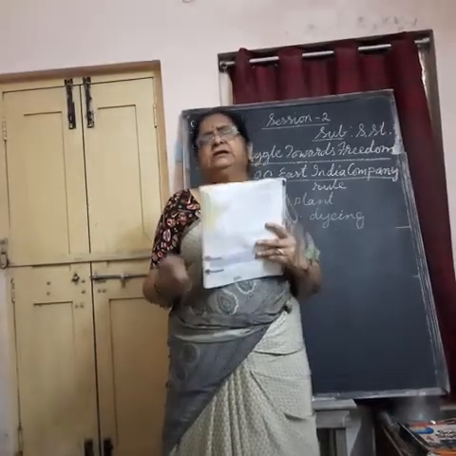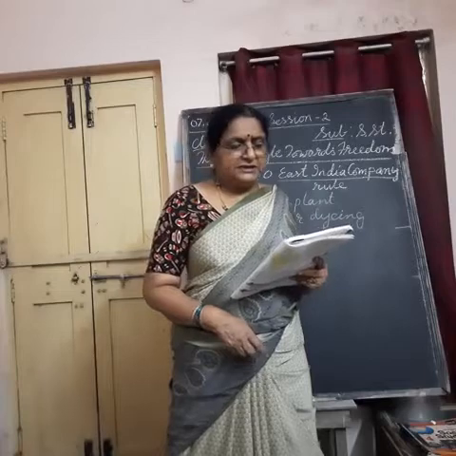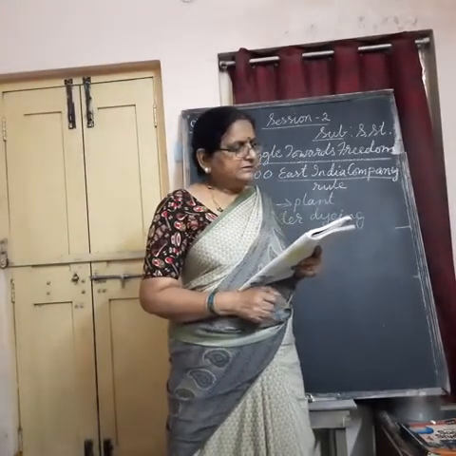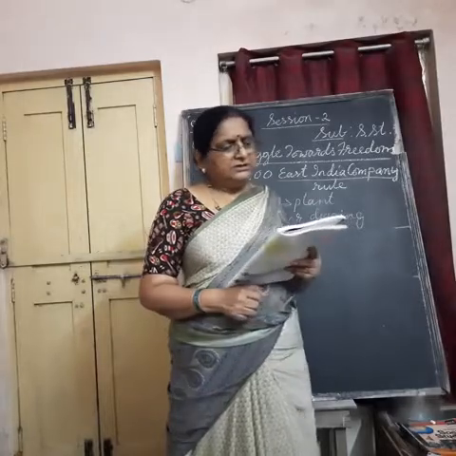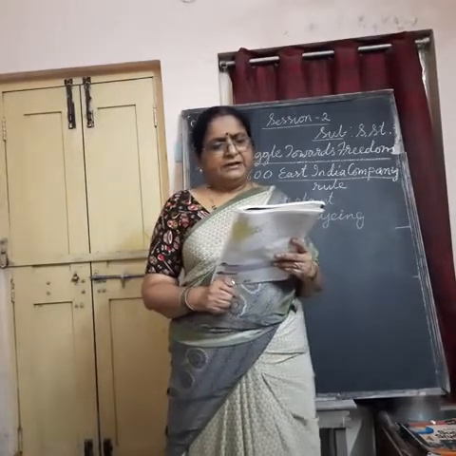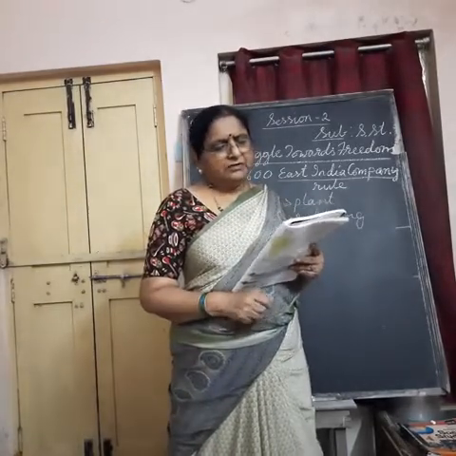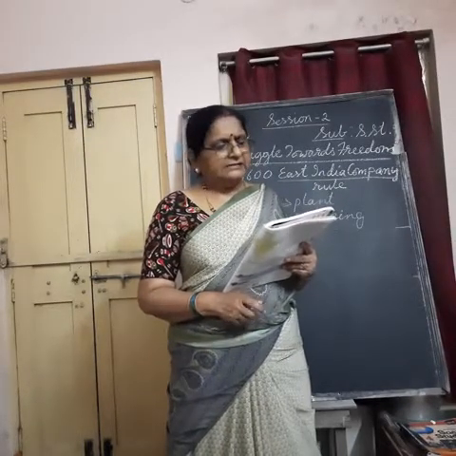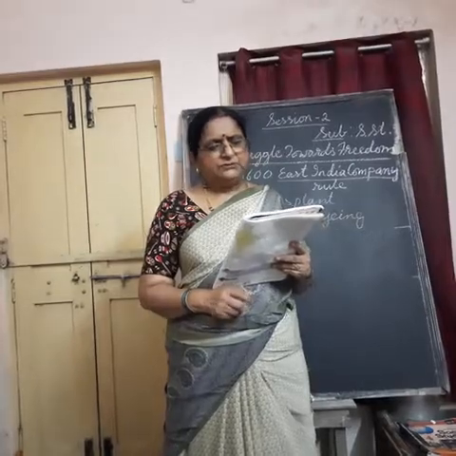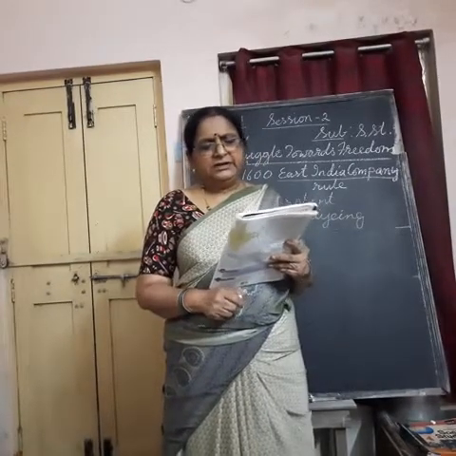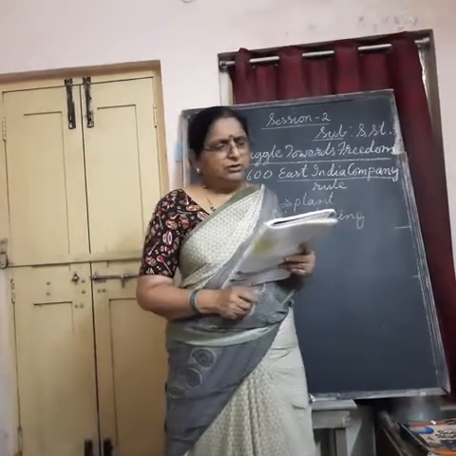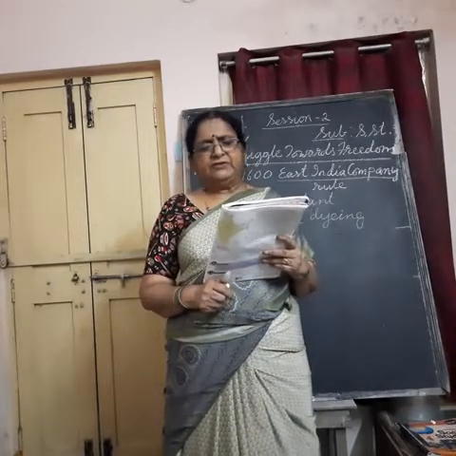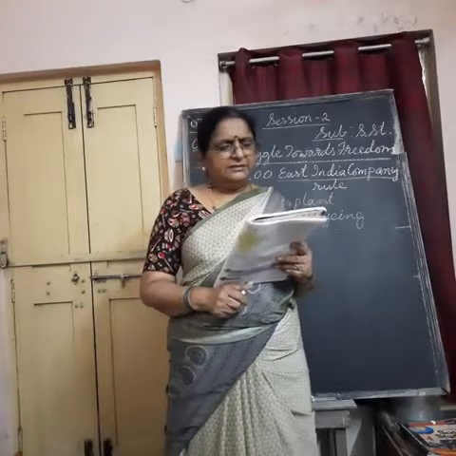And what happened? The British traders bought it at a low price. This dye was used in England for dyeing cloth. The farmers had no need for indigo, as they needed food grains to feed themselves. They were forced to sell indigo to the British at a low price. Thus, the Indian farmers became poor under the British rule.